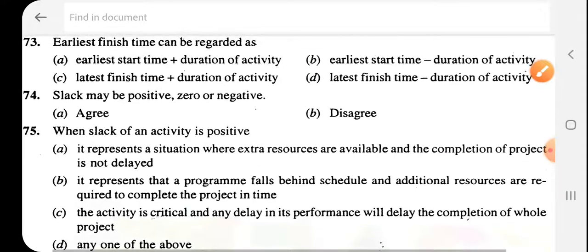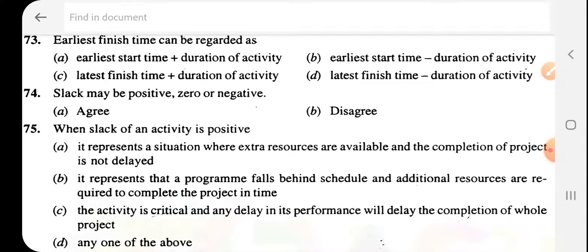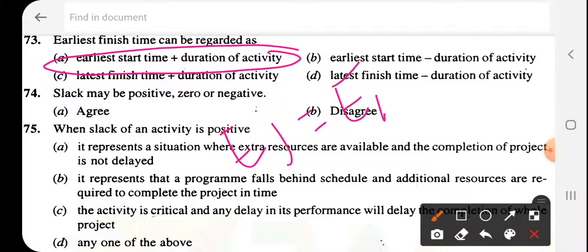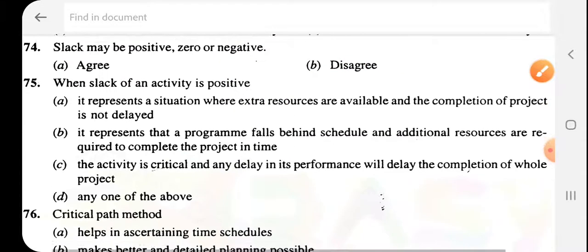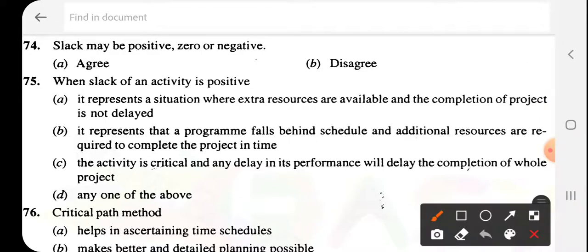allowance time. Okay, earliest finish time can be regarded as, that is the A, earliest start time plus duration of activity, that is the earliest finish time. So EJ is equal to EI plus AIJ, that is the activity time. Next, slack may be positive, 0 or negative, that is the correct statement.